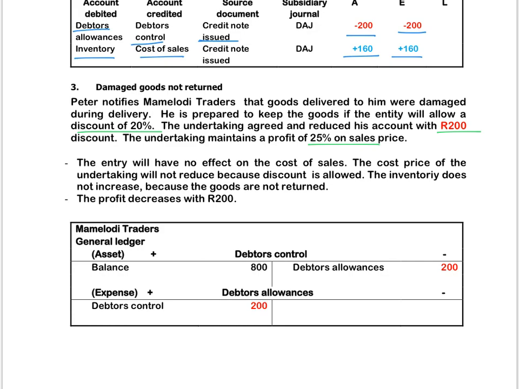This entry will have no effect on cost of sales. Because the goods were damaged when we delivered it to our customer, we are reducing the amount that he owes us, but that will not reduce the amount that we paid when we bought the goods from the suppliers. So no effect on inventory and cost of sales. We will just show that debtors will decrease because they don't have to pay us this allowance that we made of 200, and we will debit debtors allowances to indicate that our profit will decrease with 200 Rand.